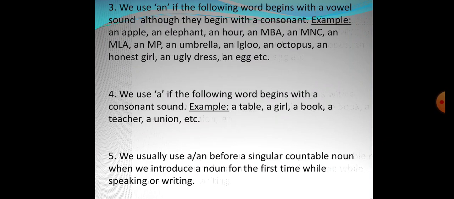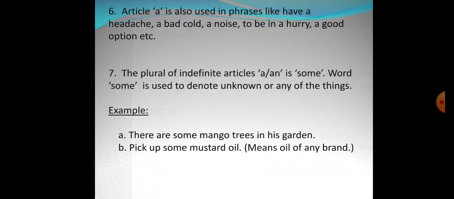We usually use a or an before a singular countable noun when we introduce a noun for the first time while speaking or writing. Article a is also used in phrases like have a hurry, have a headache, a bad cold, a noise, to be in a hurry, a good option, etc. The plural of indefinite articles a and an is some. The word some is used to denote unknown or any of the things.